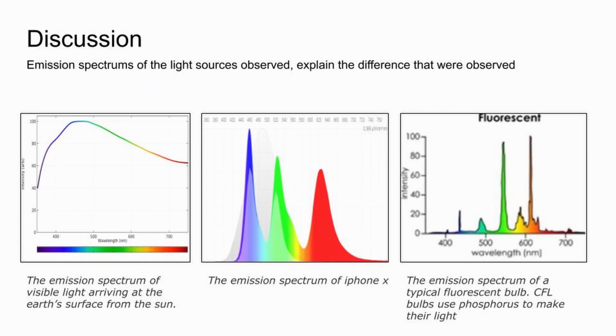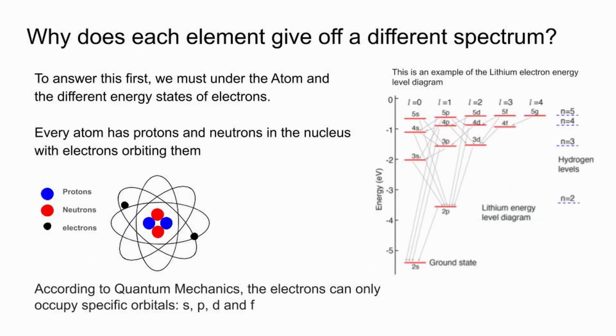To understand the differences between the light sources observed, we need to take a look at their emission spectrum. As you can see, the emission spectrum of visible light is a continuous curve, whereas the emission spectrum of LED lights or cell phone lights has 3 distinct peaks. And looking at a compact fluorescent bulb, we can see even sharper peaks, which line up with our observations. The question still remains, why does each element give off a different spectrum?